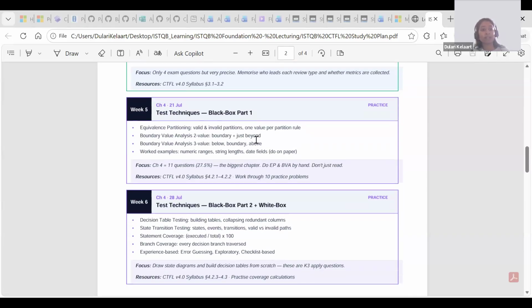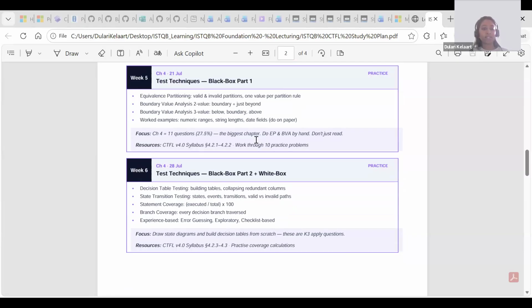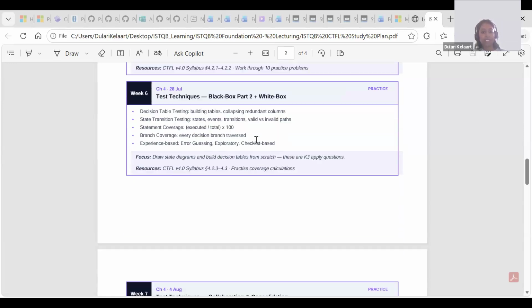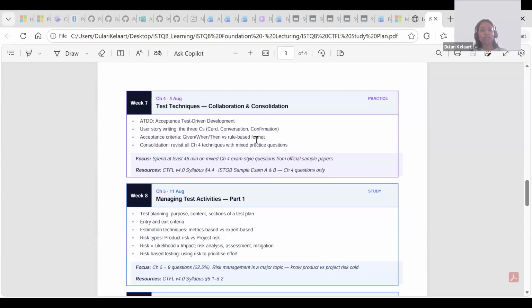And then we have the testing techniques, where we will be covering all the testing techniques that we have. And we cover these testing techniques under 2 weeks, because it's a quite heavily weighted chapter. So you'll be covering the black box testing and the white box testing separately during these 2 weeks. And also we might be adding another testing techniques week, in order to identify the user stories and how we apply all these techniques to real world scenarios.